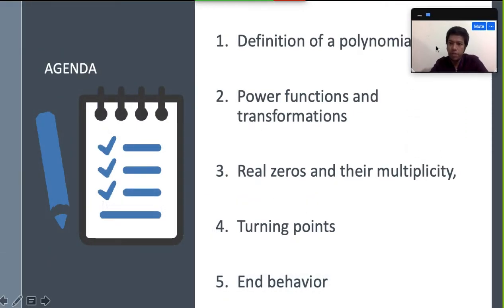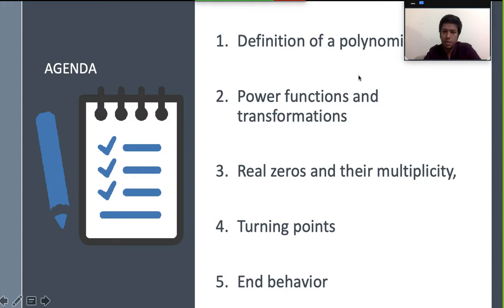Definition of polynomial function, then power function and transformation, real zeros and their multiplicity, turning points and end behavior. So actually we have a bunch of new concepts here that we'll talk about. And for this also, as you know, you will need some basic concepts about previously known functions.